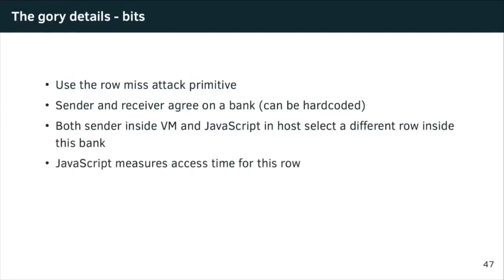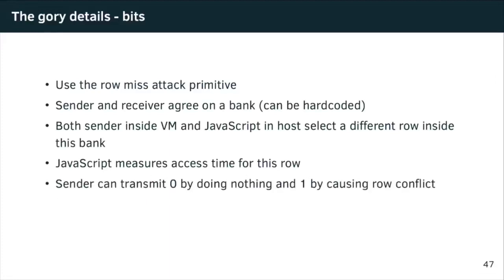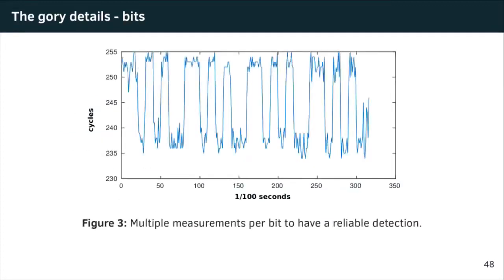And in the JavaScript, we have this script running that just measures access time to the data. We can measure access time also in JavaScript and see if there was a row conflict or not. And if the sender inside the virtual machine wants to send data out, it accesses its data inside the virtual machine to send a 1. And if it does nothing, then that's interpreted by the JavaScript, just a low access time, as a 0.